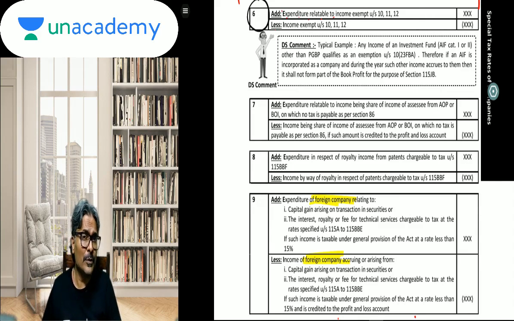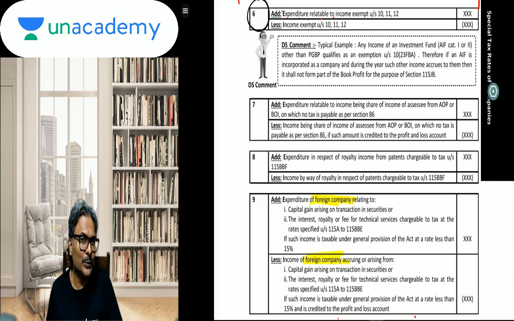Do let me know if you don't have that particular case law link with you. So students, in this particular context, what I was just saying is that the Madras High Court said that yes, that particular income on which you have made the investment to claim the exemption under the 54 series under the normal provision will not form part of the book profit. They will not form part of the book profit, students.